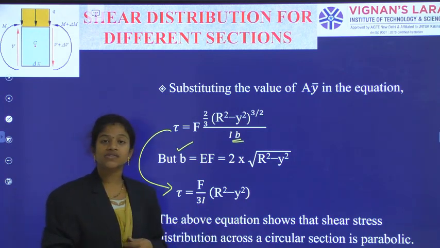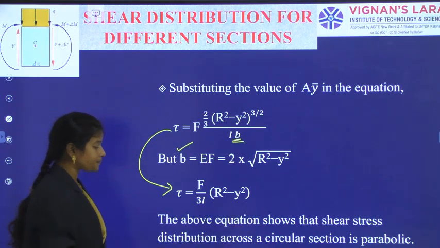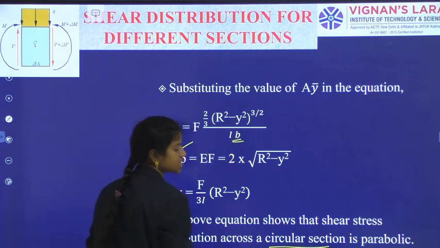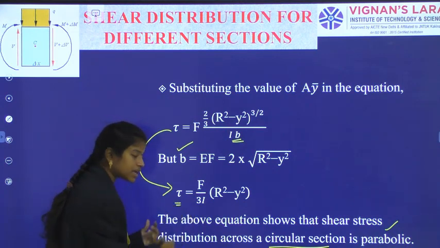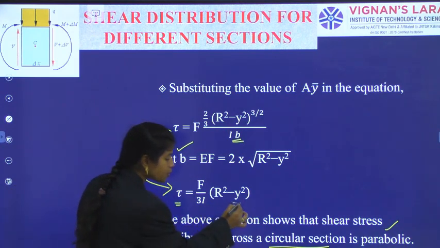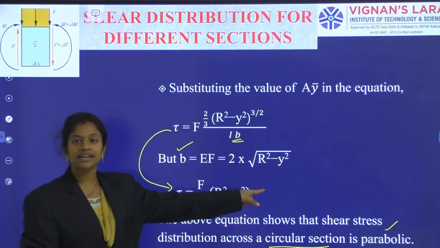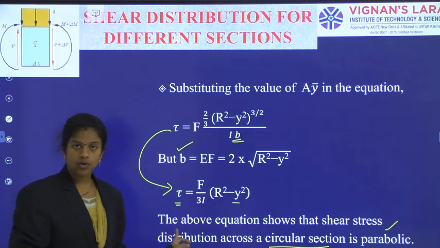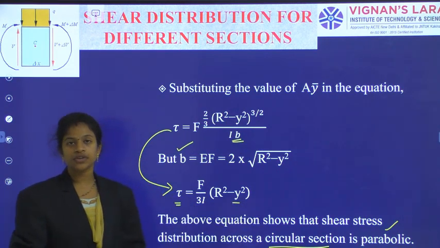The above equation shows what? It shows that the shear stress distribution across the circular section is parabolic. How? The tau is the output, shear stress, and what is the input value? The corresponding point's distance from the neutral axis. As tau is in relation with the second degree of y, that's why the shear stress distribution will be parabolic.